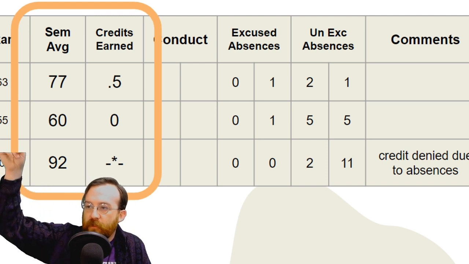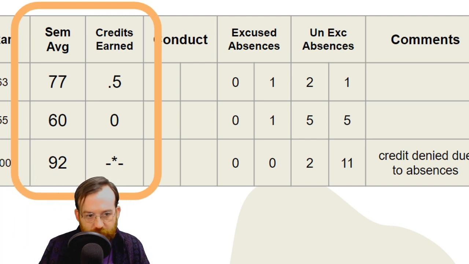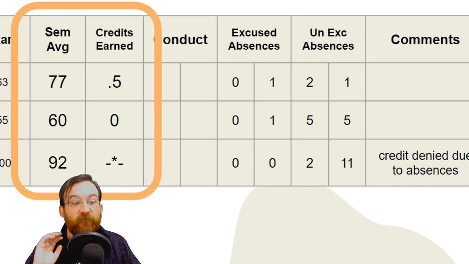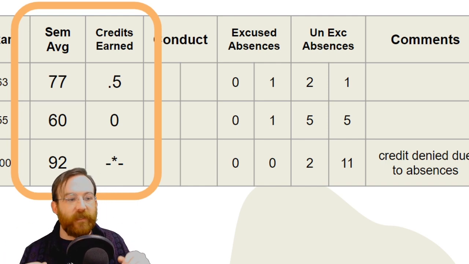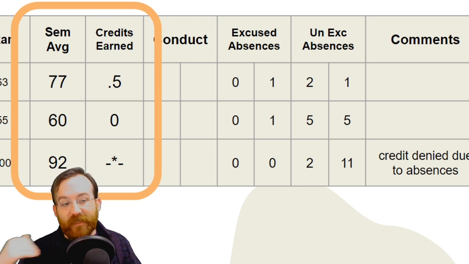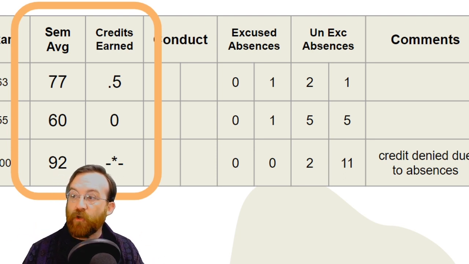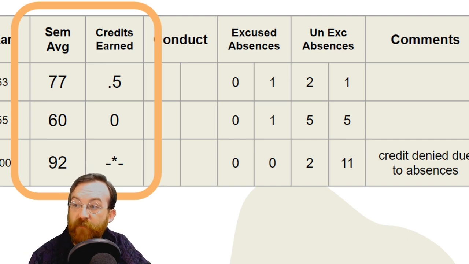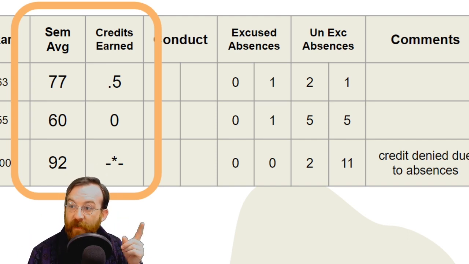All right, but then we get to the good stuff, the stuff that you should definitely pay attention to. Right here, you've got your semester average, and that is your full grade for the full semester in that class. That's an average of your cycle 1 and cycle 2 and your exam grade. Right next to that is credits earned, and you'll have one of these 3 options. It'll either be 0.5, a 0, or this little dash star dash. And I'll explain that in a minute.